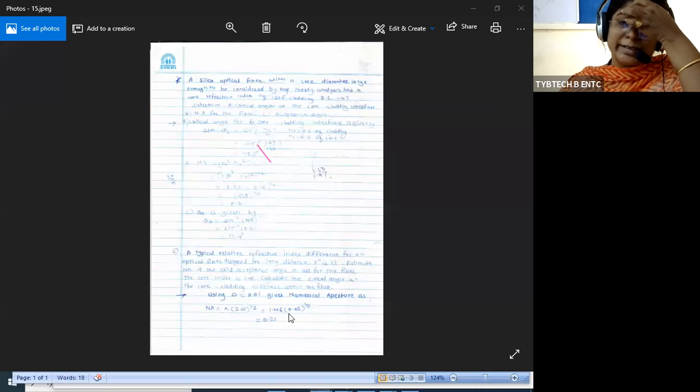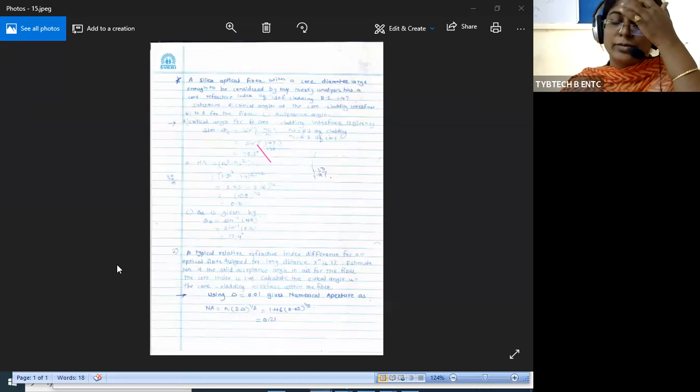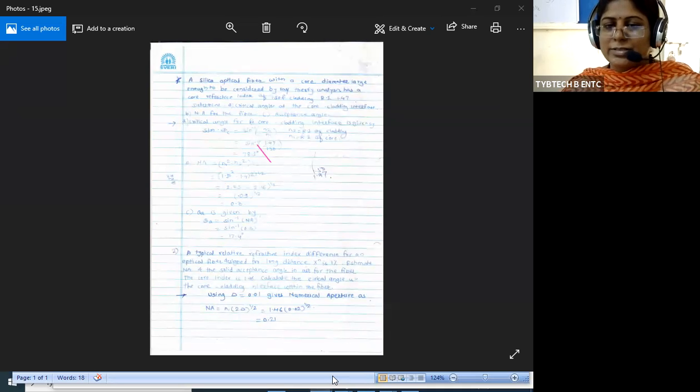Again, if you are not getting it, when the whole offline session starts, I will practice these numericals with you. Just to give you that idea, I have taken these 2-3 numericals. When I solve them on the board, you will understand.